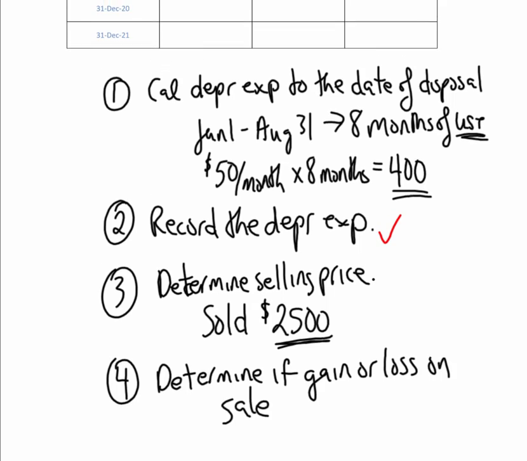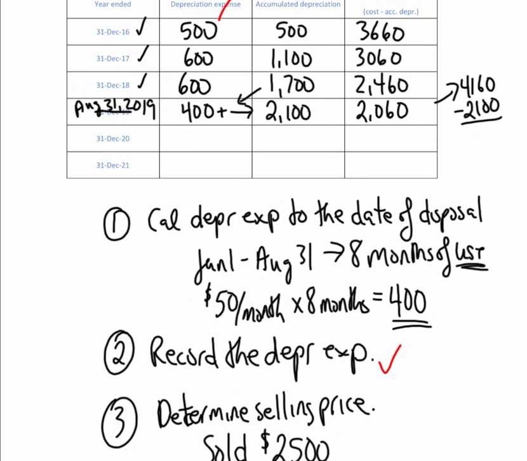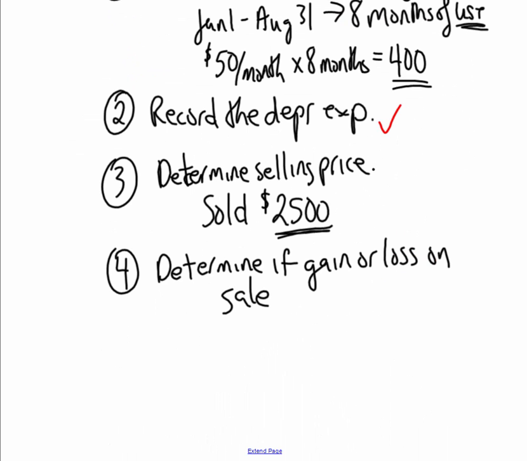Let's go up here. We have a book value of $2,060. That's how much value is remaining in this forklift according to our records. But how much did we sell it for? $2,500. So to determine the gain or the loss, I'm going to have to take the value that we sold it for, subtract the existing value on my books, and determine whether there is a benefit, so a gain, or a loss.